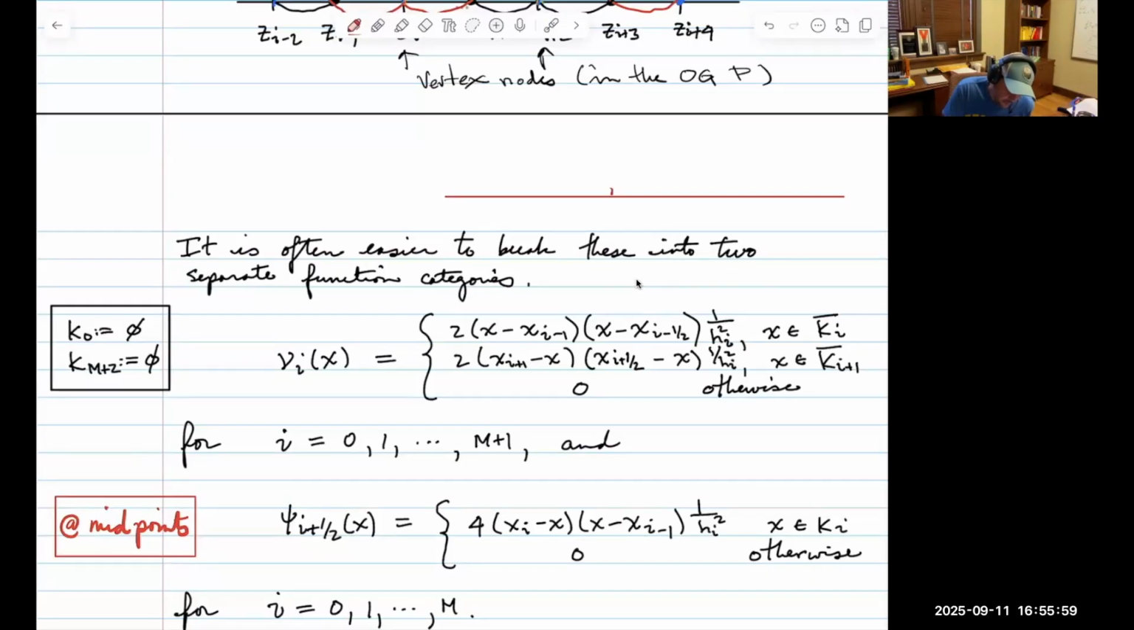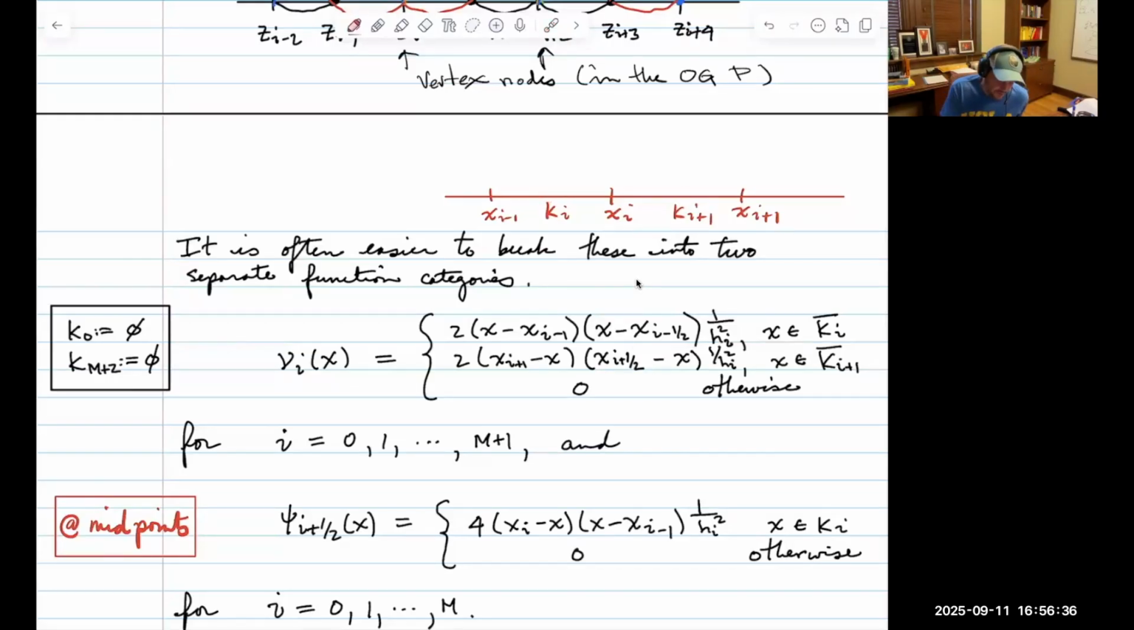Now we're going back to the original partition that we had. So there's our x_{i-1}, x_i, x_{i+1}. So this is triangle k_i, and this is triangle k_{i+1}, right? So we're going to put in the midpoint through its original numbering. There's the midpoint, and there's the midpoint for that interval.